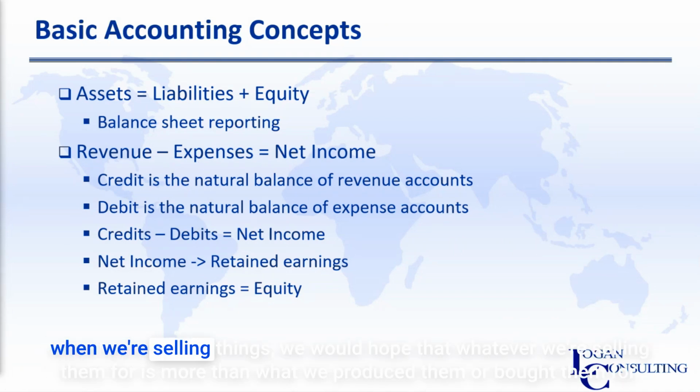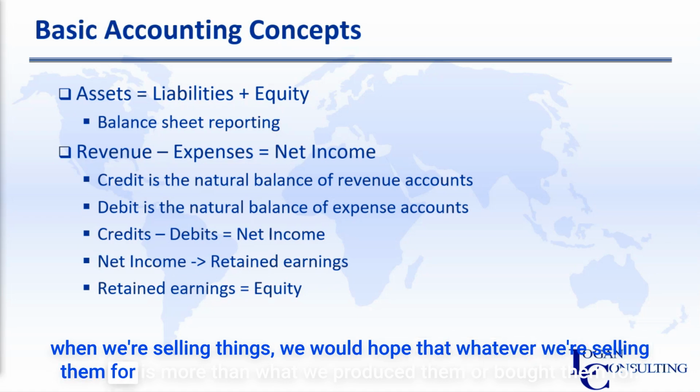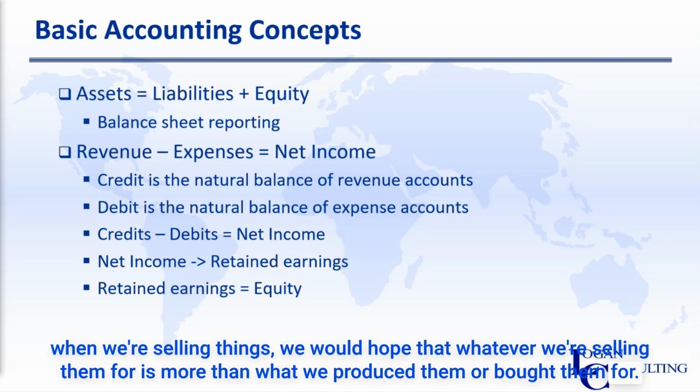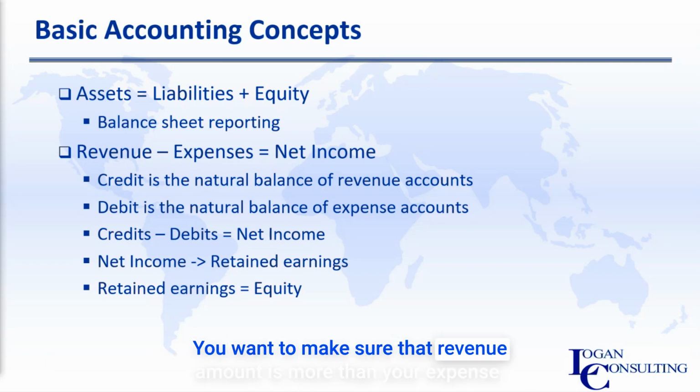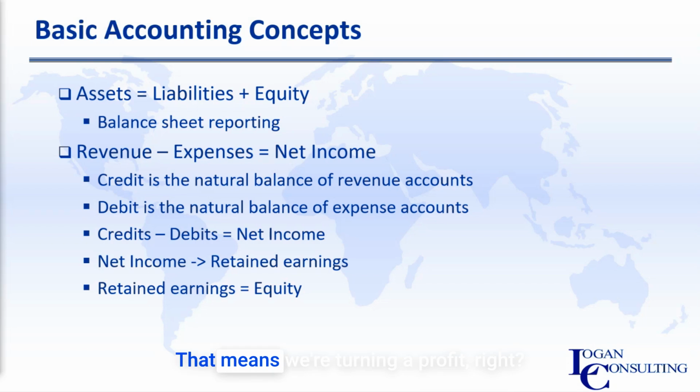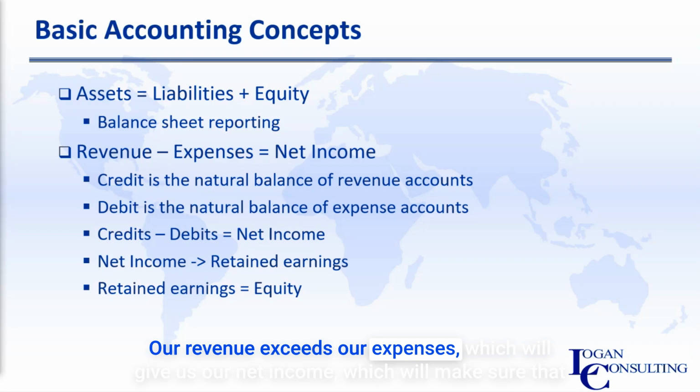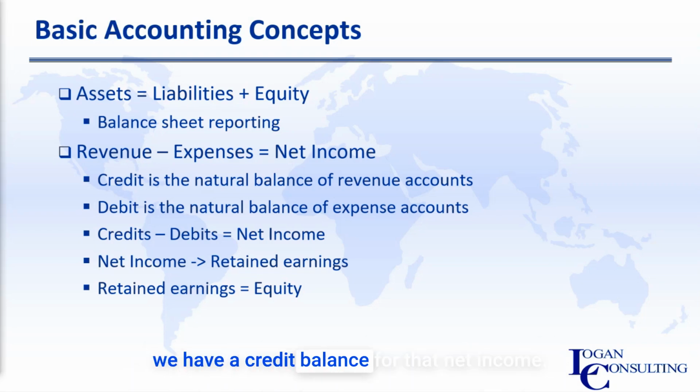When we're selling things, we would hope that whatever we're selling them for is more than what we produced or bought them for. As a note, when you're doing your demos, you want to make sure that revenue amount is more than your expense. That means we're turning a profit, right? Our revenue exceeds our expenses, which will give us our net income, which will make sure that we have a credit balance for that net income.